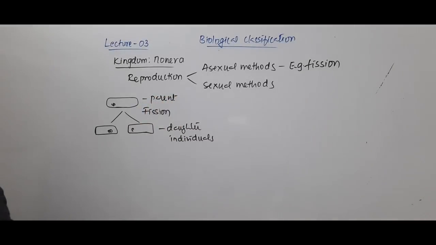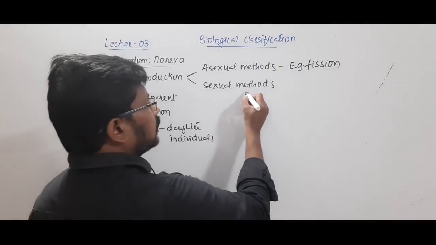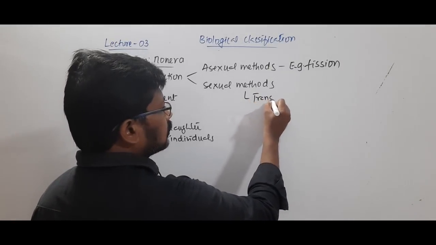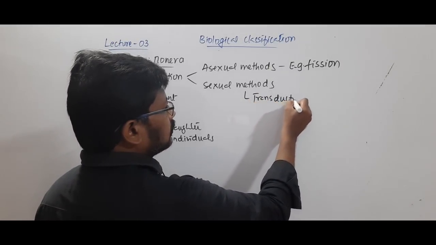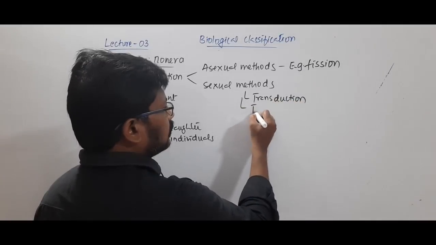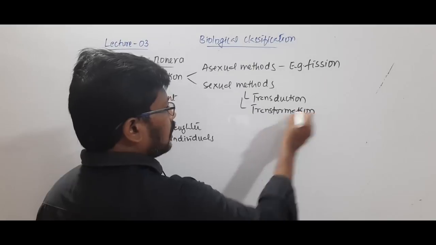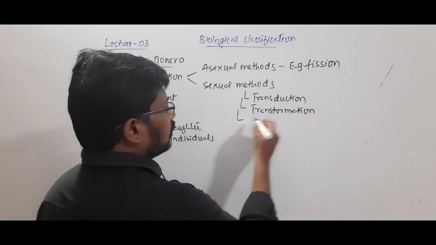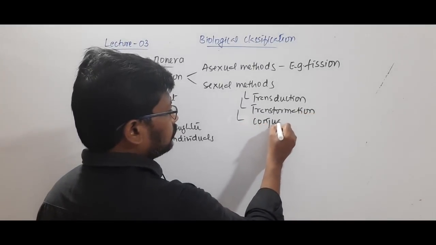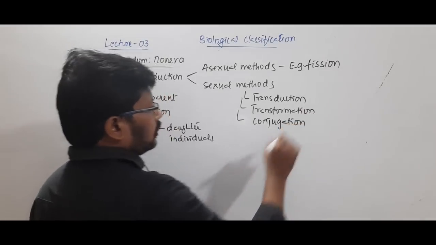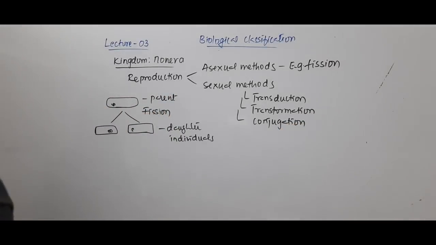Okay, and coming to sexual methods, they include transduction, then transformation, and then conjugation. So these are the three modes of sexual reproduction in bacteria: transduction, transformation, and conjugation.